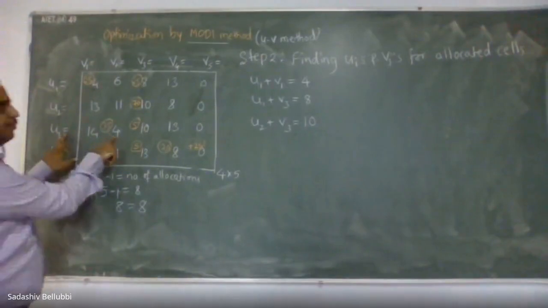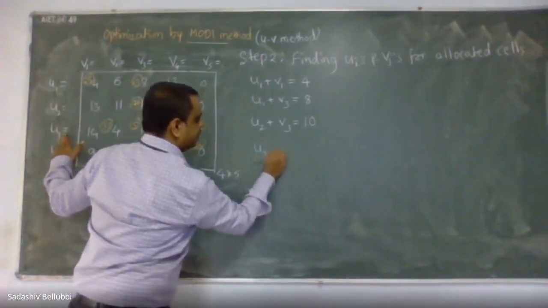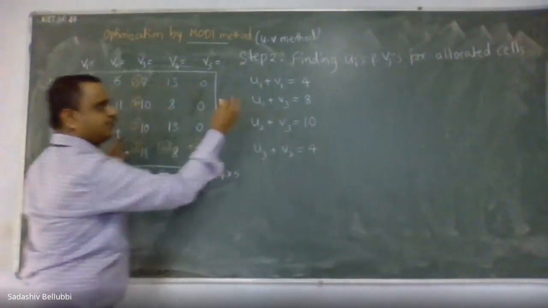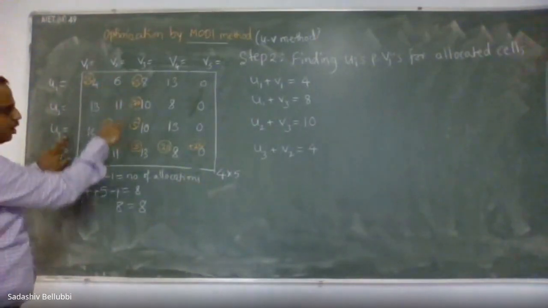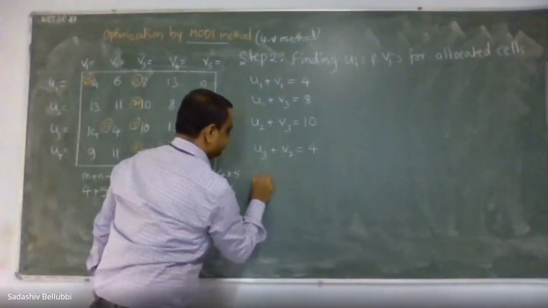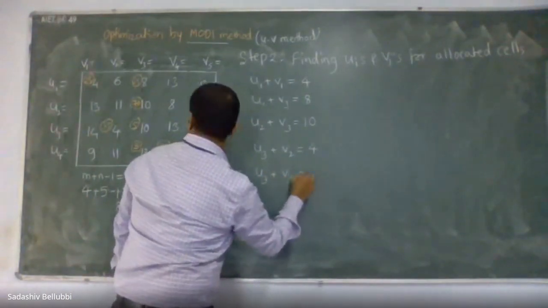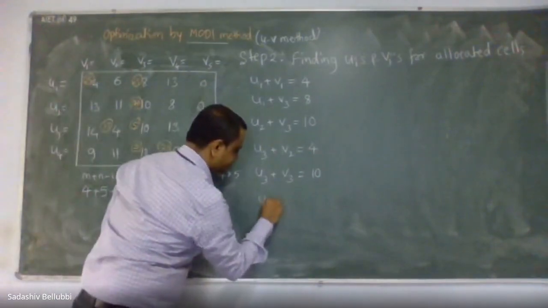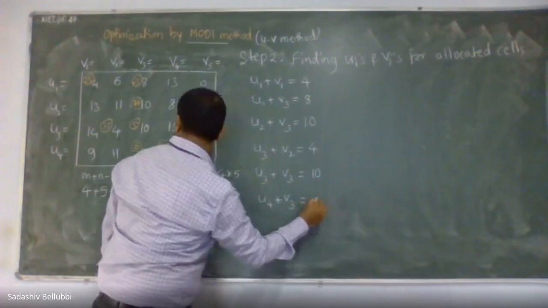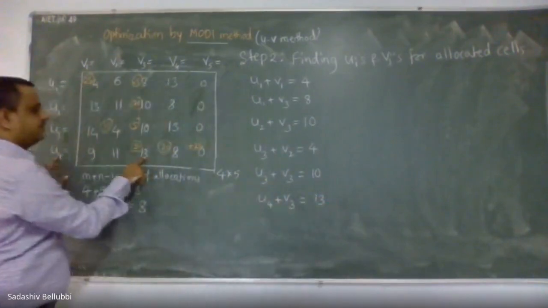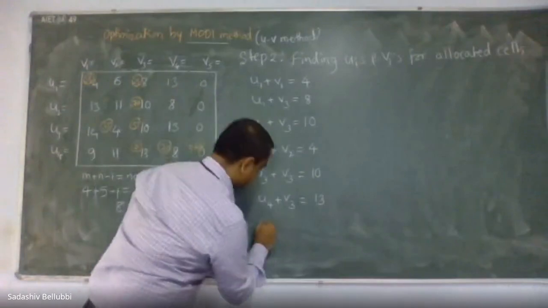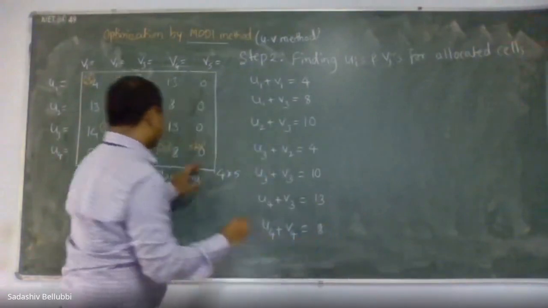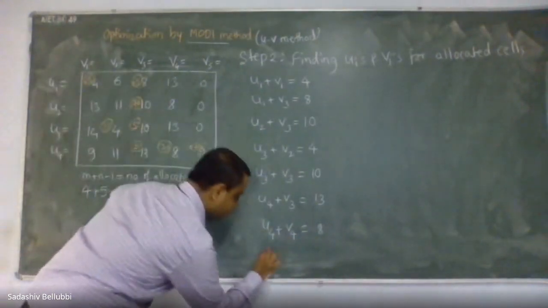Next one, u3 plus v2 is equal to 4. So likewise, we need to write equations for all the allocated cells: u3 plus v3. And next one, u4 plus v3, that is 13. Next one, u4 plus v4, 8. And the last one is u4 plus v5 is 0.